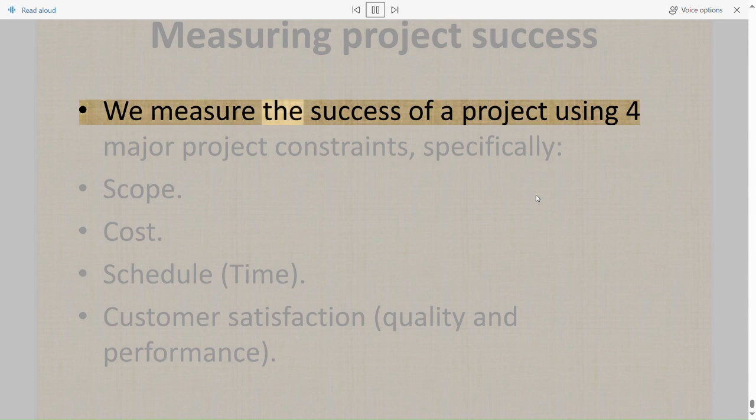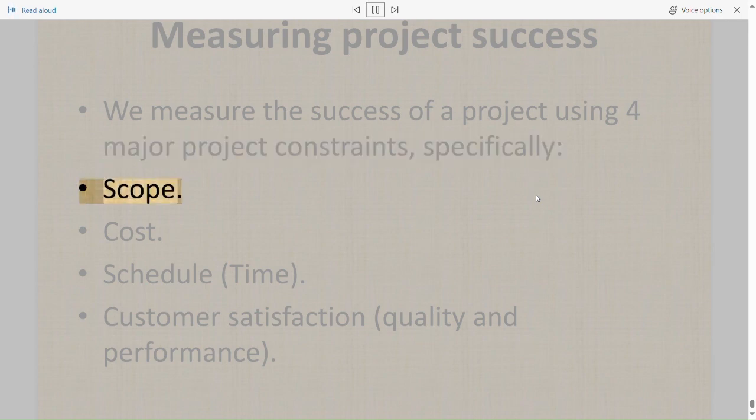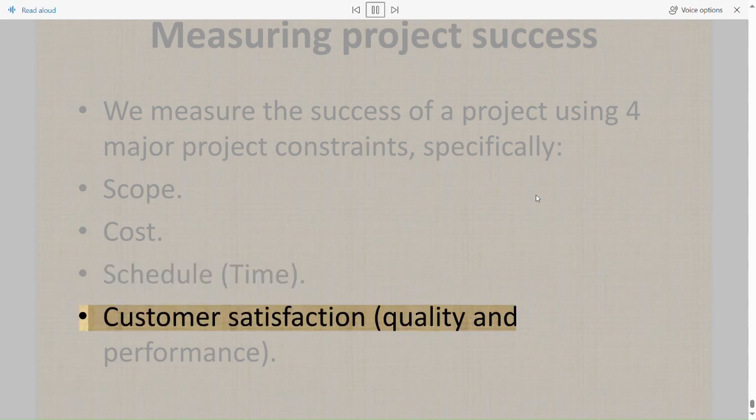Measuring project success. We measure the success of a project using four major project constraints, specifically scope, cost, schedule time, customer satisfaction, quality and performance.